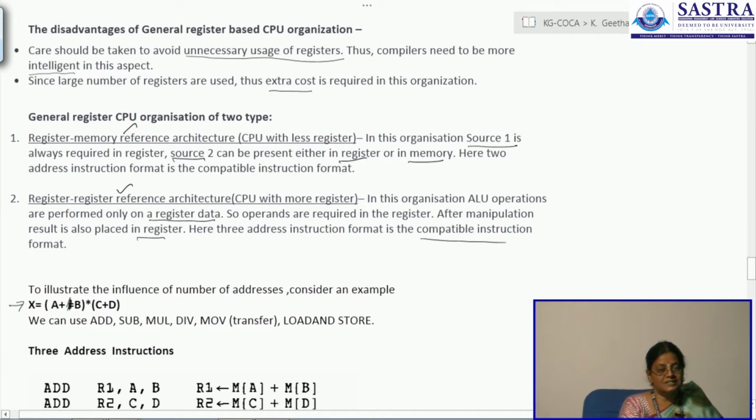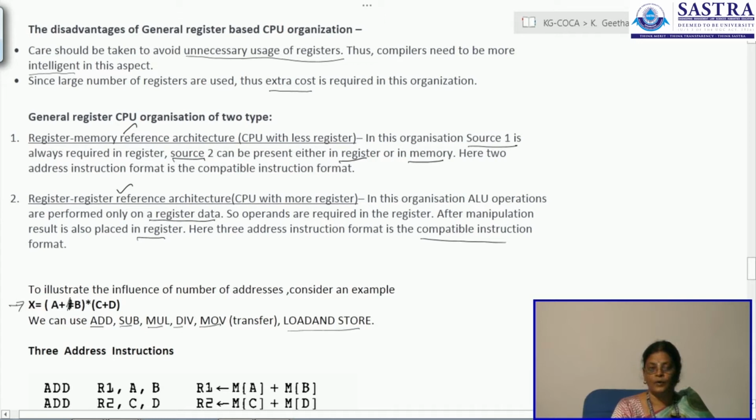So to do this calculation, we need to use add instruction, sub, multiplication, division, and sometimes we need to move the data from the memory to the register. So we will be using move, that is to take care of the transfer of the data, and then we can use load and store. So these are the various instructions that are going to be involved in calculating the expression (a plus b) star (c plus d), and the result has to be stored in x.